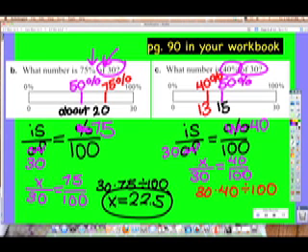Okay, I'm curious. Even though we've only done 2 examples, how many of you are like, I think I got this? Percent proportion is so easy to use, huh? It's so great. Okay, let's keep rolling. Let's go to page 92 in your workbooks.